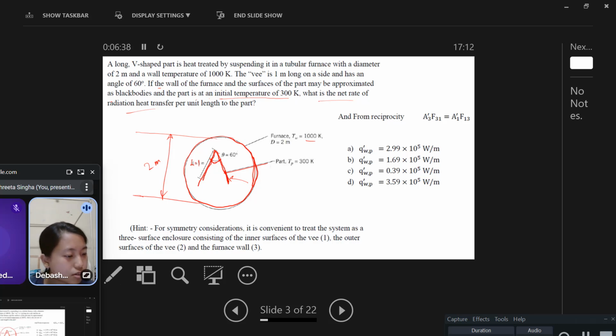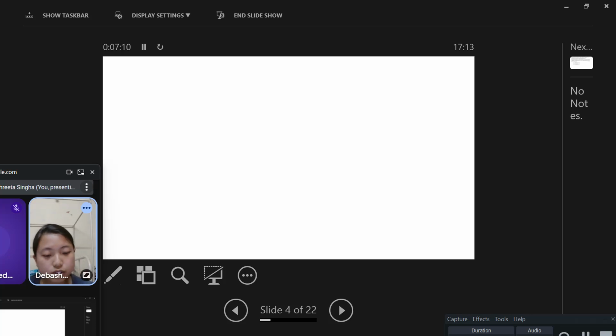So they have given some hints. For symmetry conditions, it is convenient to treat the system as a three-surface enclosure consisting of the inner surfaces of the V as 1, the outer surfaces of the V as 2, and the furnace wall as 3. So there are 3 surfaces. So what have they asked? To find out the net heat rate, right?